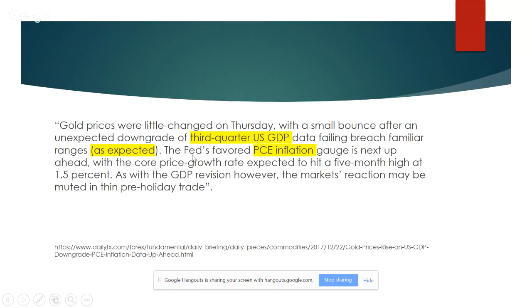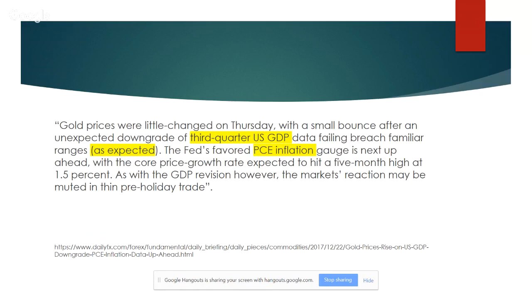So this one is gold prices. I didn't really talk about it last week, but you can also buy gold on the Forex market as well. That works in an exchange rate per ounce compared to the US dollar that fluctuates all the time. So just like currencies, gold is a metric as well that you can use an exchange rate. So gold prices were little changed on Thursday.